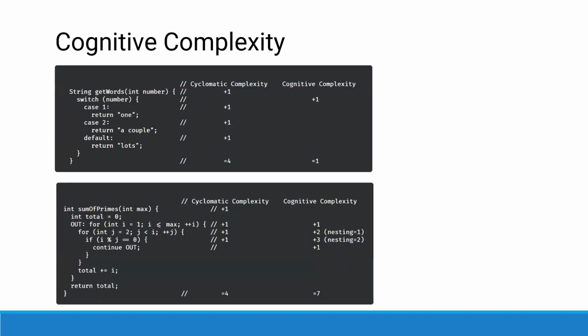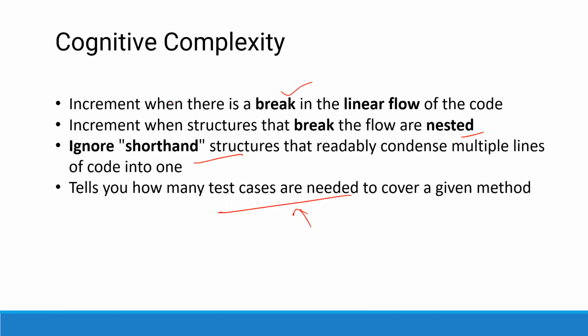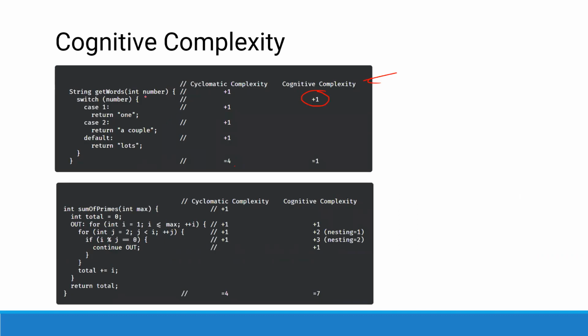If you look at this, you observe: in this case, the switch has a cyclomatic complexity totally of 4. But if you look at the cognitive complexity, it's 1. Because we increment when there is a break in the linear flow. Where is the break in the linear flow? Only one break. That means this entire thing is one function only, no? Only one break throughout this.